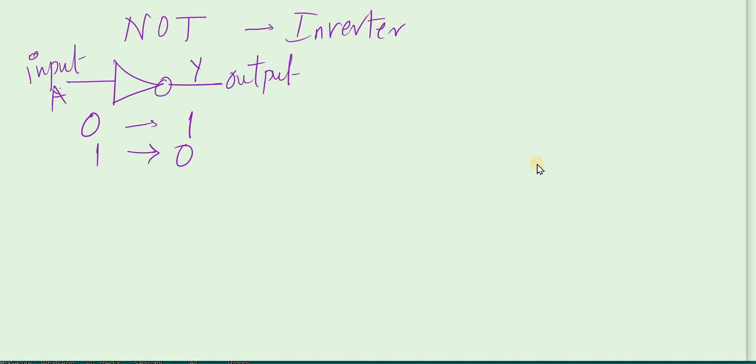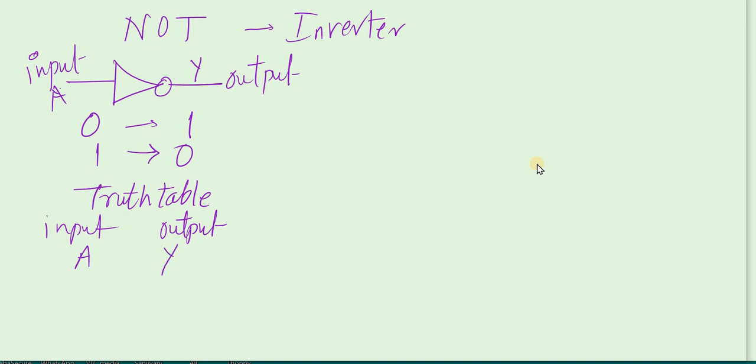Then all the possible values of A and Y are given in a table known as a truth table. A truth table gives all possible inputs and outputs in a digital circuit. Here there is only one input and only one output. But as we go ahead, there could be many inputs and many outputs also. So if A is 0, Y is 1. If A is 1, Y is 0.